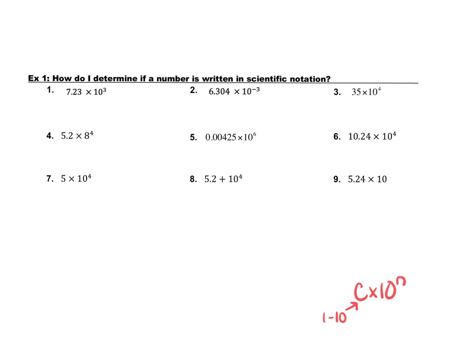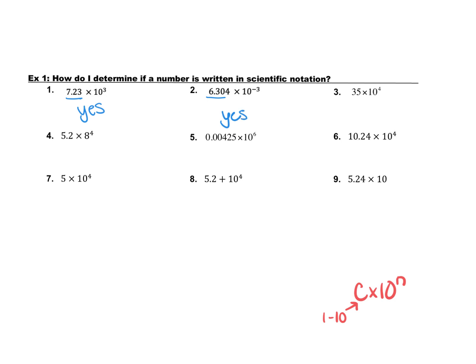So let's go ahead and take a look at number 1. And we have 7.23 times 10 to the 3rd power. So we want to make sure that this number right here is in between 1 and 10, and it is. And then it has times 10 to the 3rd power, so this is yes. For question number 2, we have 6.304 times 10 to the negative 3rd power. And this first number is between 1 and 10. And we have just times 10 to the negative power, so that's going to be a yes.